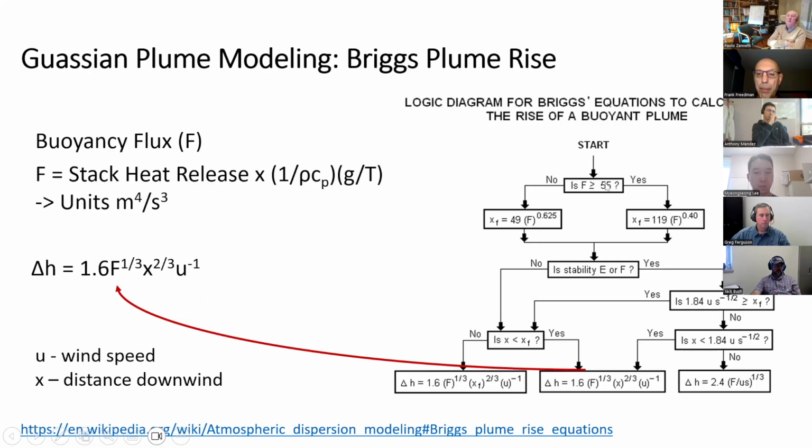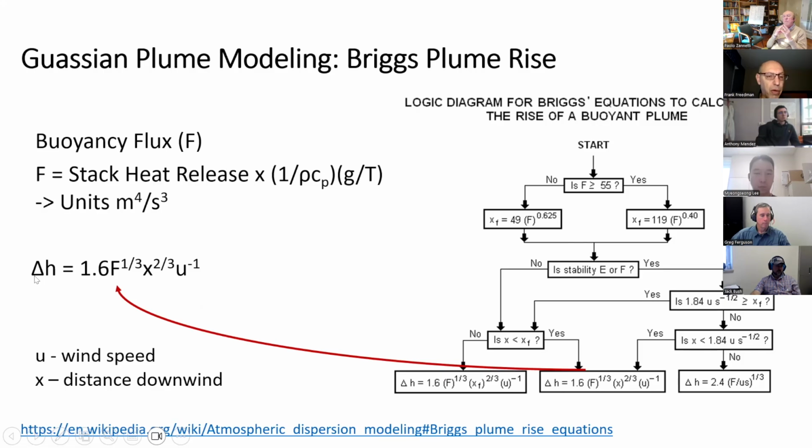Depending on how big F is, the plume rise branches off into different directions, different equations, and then further branches off depending on whether you have highly stable atmospheric conditions or not. Eventually, depending on the situation, you might calculate the plume rise, this delta H, with a certain equation, which I've pulled out an example of in red here and written out.